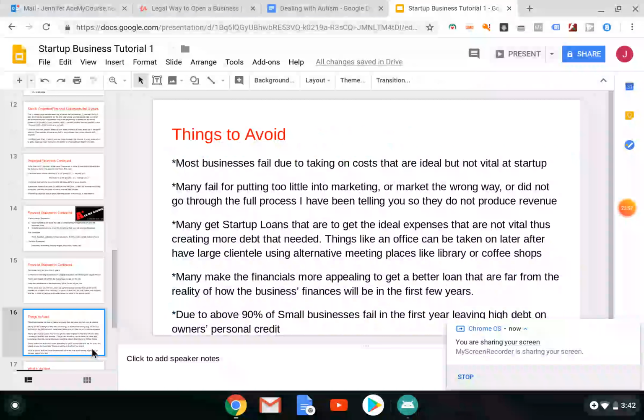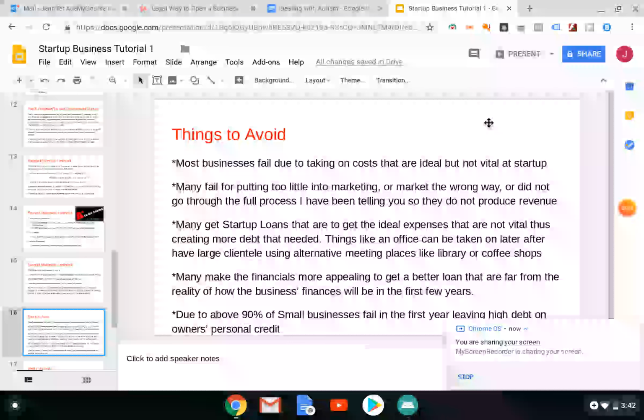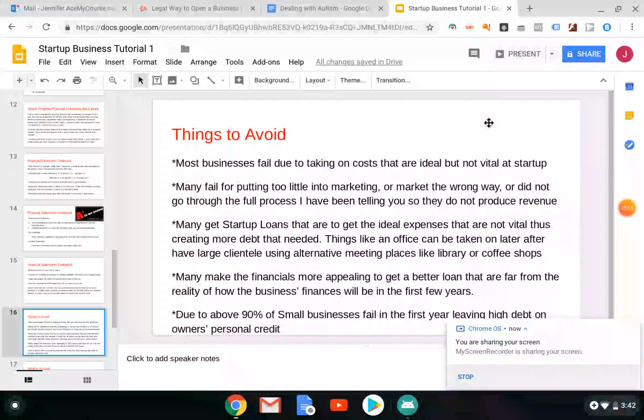Things to consider and to avoid. Most businesses fail due to taking on costs that are ideal but not vital to a startup. Some things you can do out of your house in the beginning and take on the expense for it to be done elsewhere later on. Some people fail because they take on too much expense for marketing or too little, or they use the wrong methods, thus not producing sales or interest, not feeding the market as far as getting the people that actually need and want what you provide.